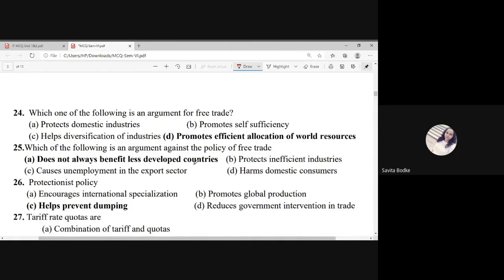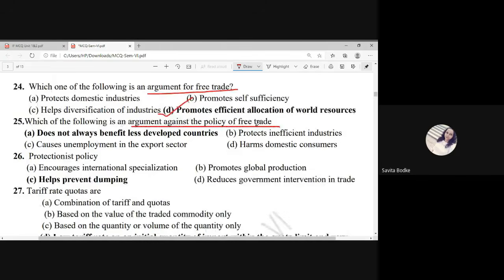Which of the following is the argument for free trade? Now they have asked you for the argument. So over here the appropriate option is, promotes the efficient allocation of the world's resources. This is the correct answer. Now, which of the following is an argument against the policy of free trade? So that was the argument for, and now we have to find out the argument against the policy of free trade. So the appropriate option is the first one, that is, does not always benefit the less developed countries.